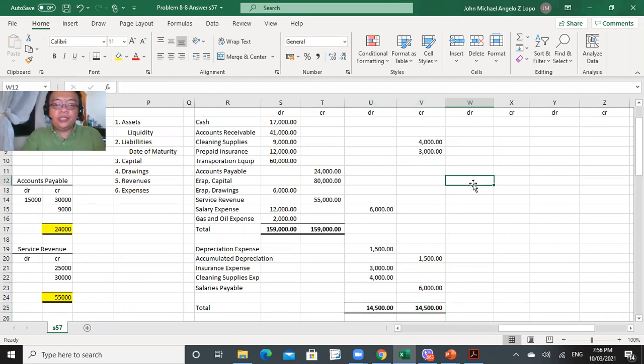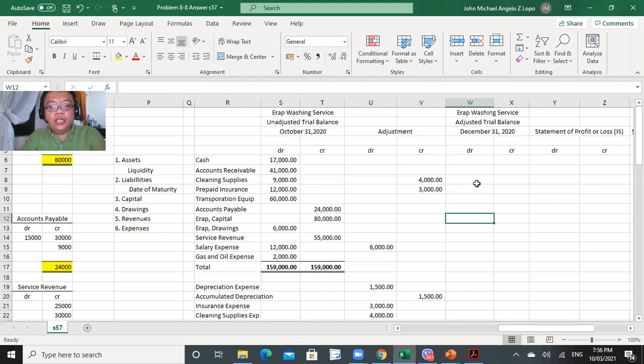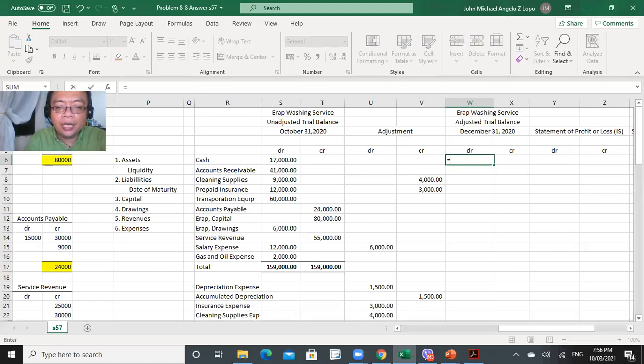All right. Since you are done with the unadjusted trial balance and the adjustments, next we will do the adjusted trial balance. Very easy lang the trial balance. Just get the balance, of course, just copy. 17,000 here, 41,000 here.